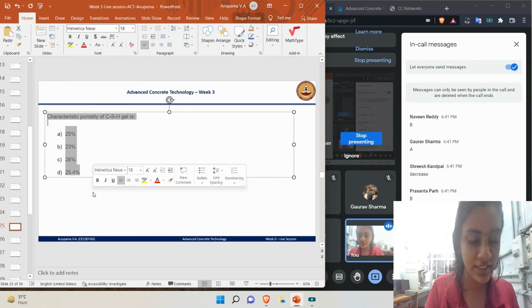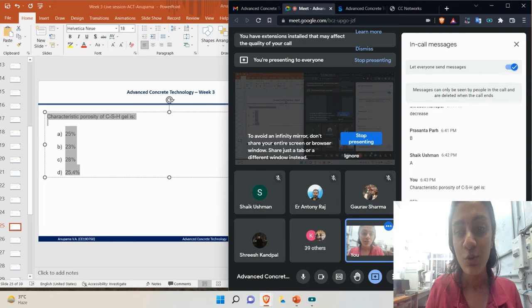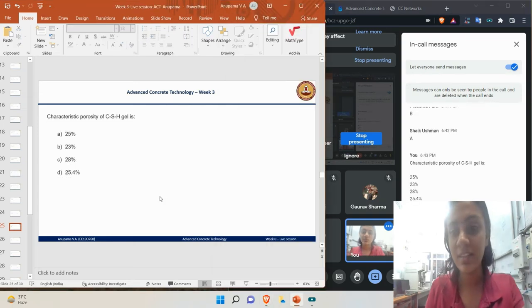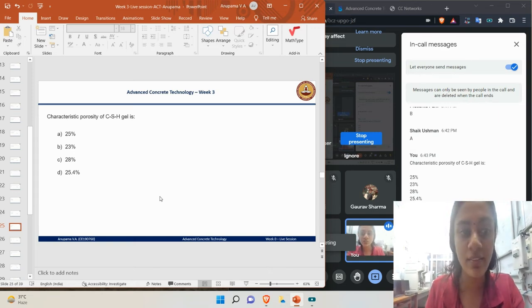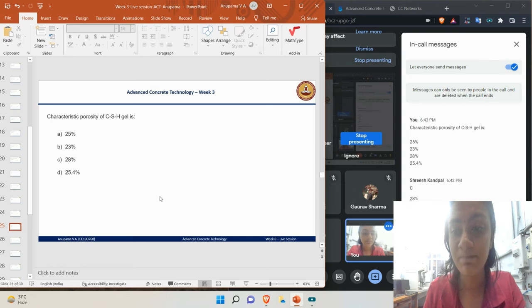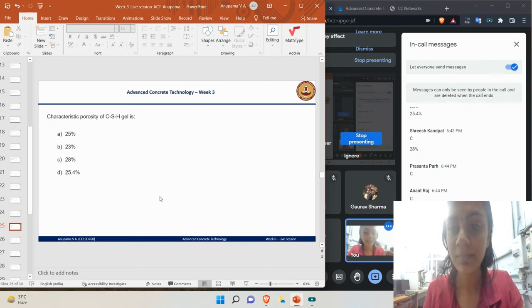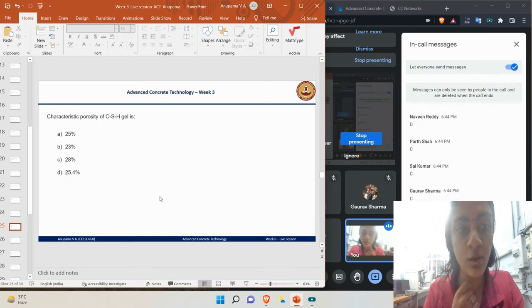Characteristic porosity of CSH gel. This was calculated through multiple trial and error, experimentations, and simulations. So CSH gel has a characteristic porosity of 25 percent, 23 percent, 28 percent, or 25.4 percent? I would encourage you all to please answer. That will keep the chat box interactive. Option B, option C, option D.